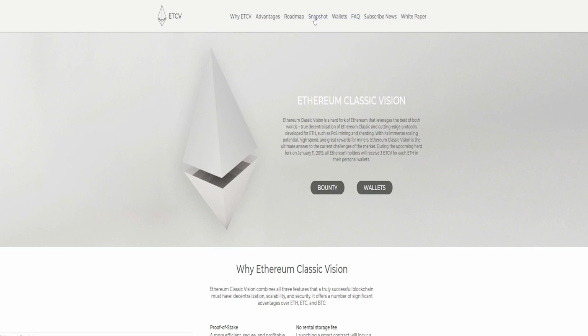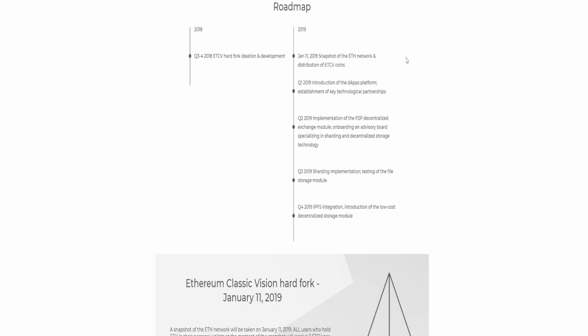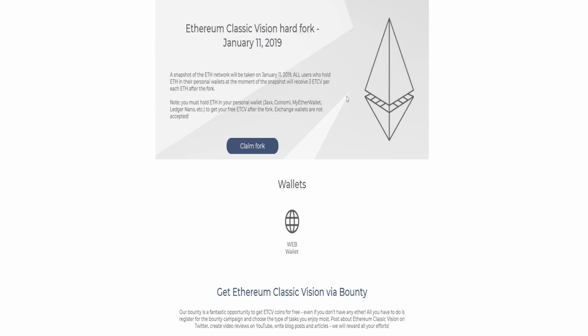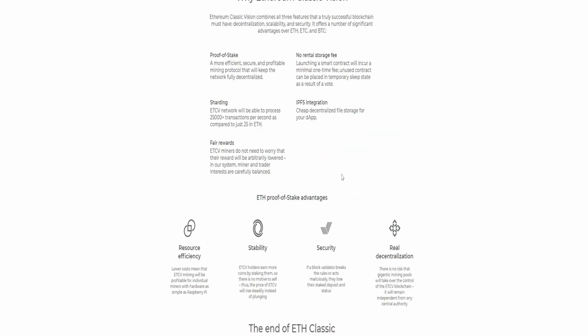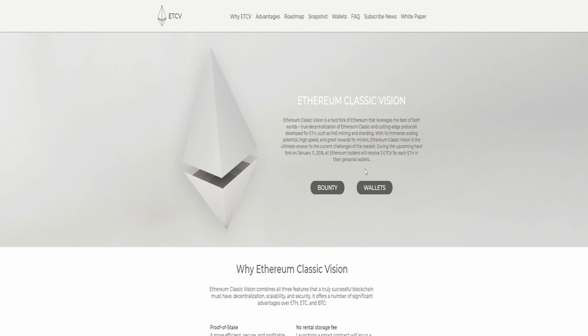Ethereum is unsustainable. ETH code includes a difficulty bomb, a bit of code that decreases the profitability of mining new blocks until the validation method stops fully. This is called the Ethereum Ice Age. None of the development proposals supply a true answer, and the secure switch to a proof-of-stake mechanism continues to be years away. Rewards for miners are going to be lowered and rent fees are going to be introduced for smart contracts. Big mining pools will take ever more power, and individual mining will lose economic sense. ETH is failing its supporters, and its value will keep falling.